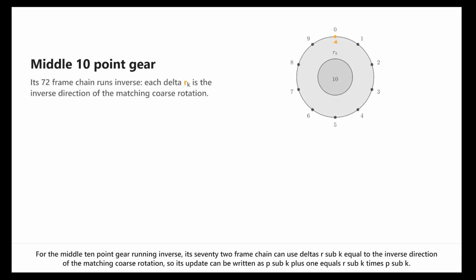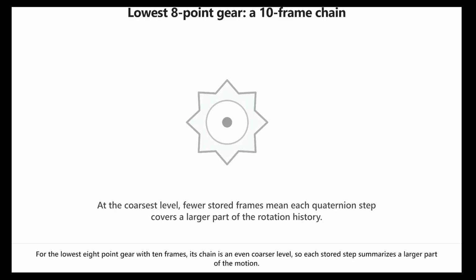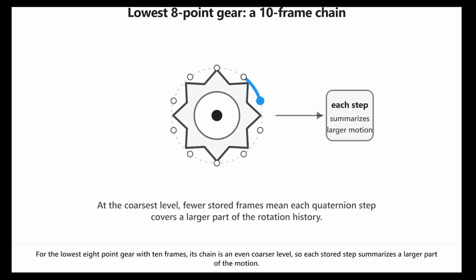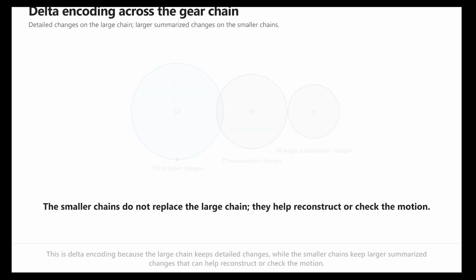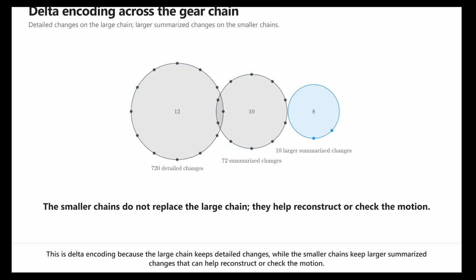For the middle 10-point gear running inverse, its 72-frame chain can use deltas r sub k equal to the inverse direction of the matching coarse rotation, so its update can be written as p sub k plus 1 equals r sub k times p sub k. For the lowest 8-point gear with 10 frames, its chain is an even coarser level, so each stored step summarizes a larger part of the motion. This is delta encoding, because the large chain keeps detailed changes, while the smaller chains keep larger summarized changes that can help reconstruct or check the motion.